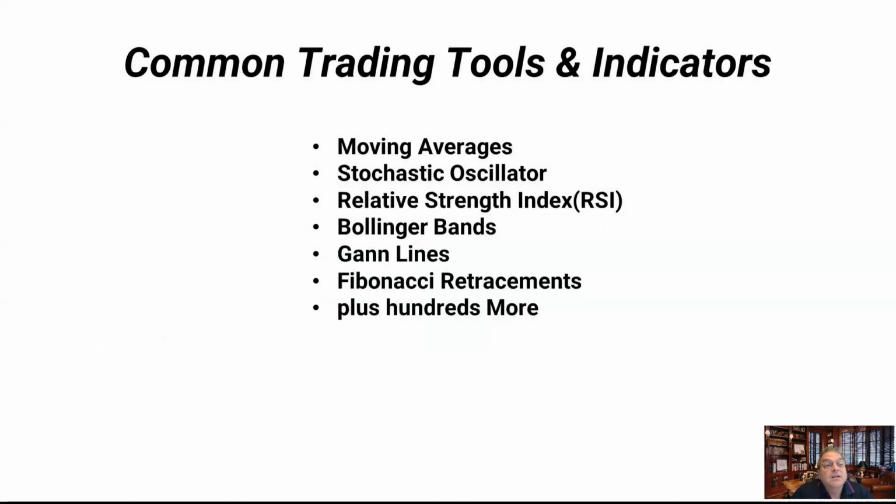All right, so we talked about trading tools and indicators. The most common trading tools that you're going to be exposed to, particularly if you're a new trader, you're going to hear people talk about moving averages and stochastics and relative strength and Bollinger Bands and Gann lines and Fibonacci retracements. There are hundreds and hundreds of different kinds of indicators, all right? And I'll show you an example of what that looks like in the chart.